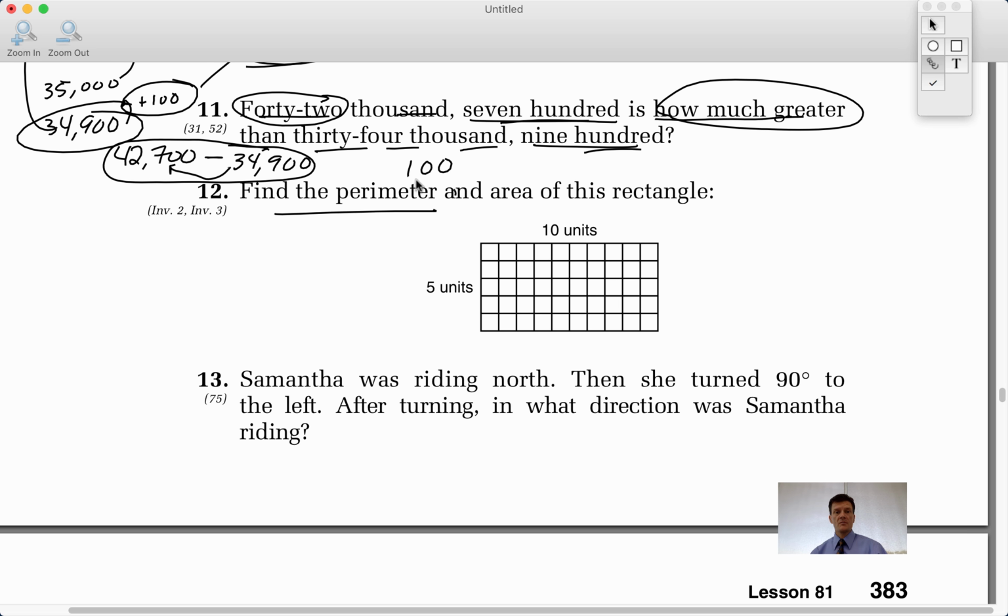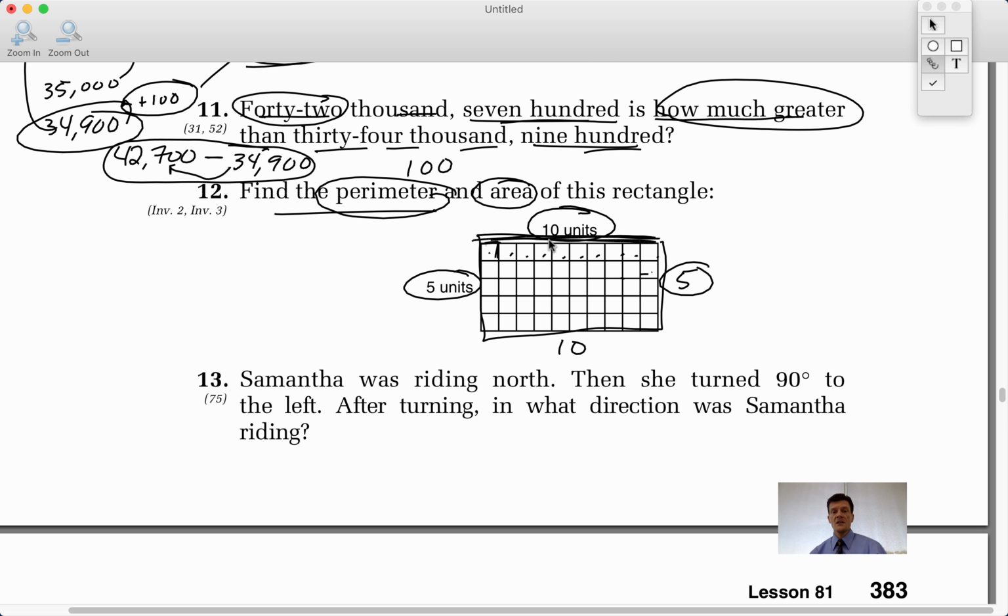Okay, find the perimeter. Perimeter, remember, is the distance around. So if you were to walk around this rectangle here, you would go 10 units, then 5, then another 10, and another 5. You would add up those 4 numbers. The area is how many squares fill up the space. And your squares are 1 unit by 1 unit, whatever the units are. So I have 10 in each row, and I have 5 rows. So the area is going to be 5 times 10, or 50 squares. And we say units squared, or square units.